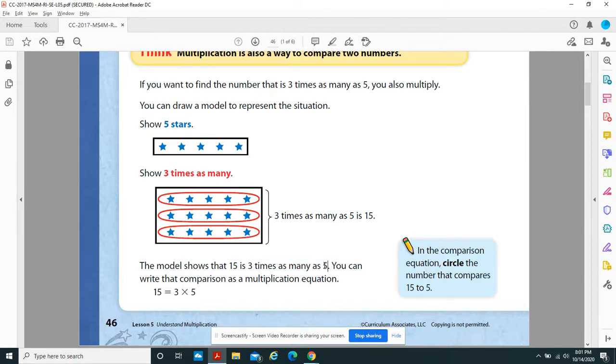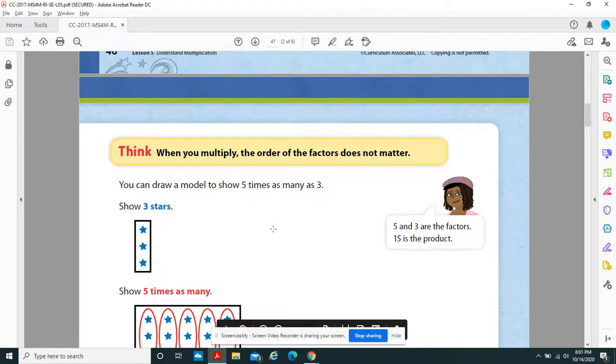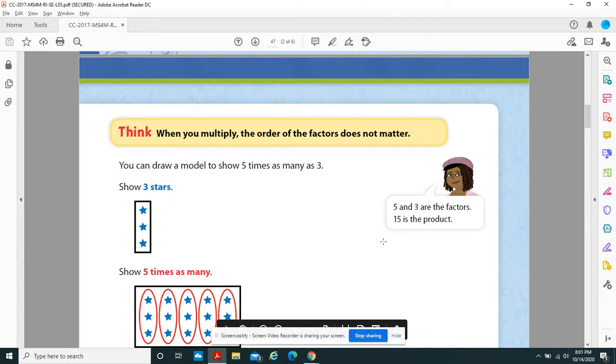You can write that in comparison as a multiplication equation. 15 equals 3 times 5. When you multiply, the order of the factors does not matter. That goes back to 3rd grade and the commutative property.